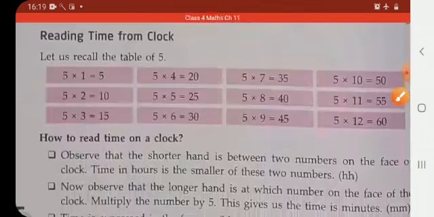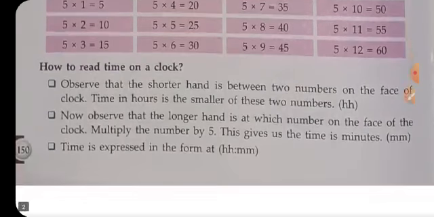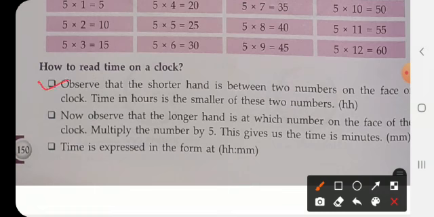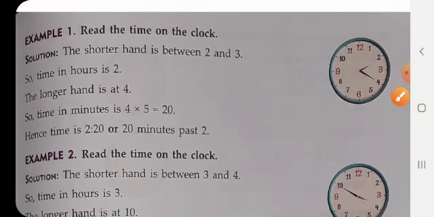Now reading time from the clock. Study all these things and learn how to read time on a clock. Now how will you read it? Go through all these points. This will clarify how to be clear in your clocks. Now coming on to the example, we have the shorter hand between 2 and 3. So read the time on the clock, verify it and then write it down.